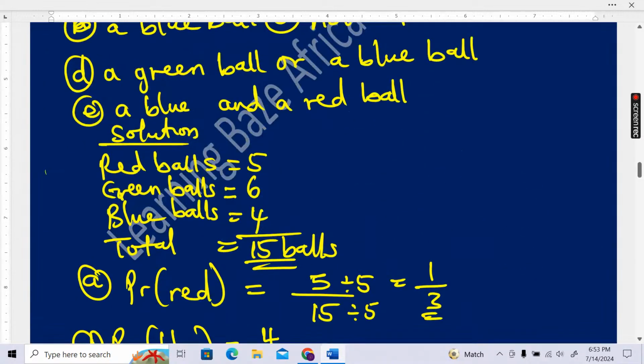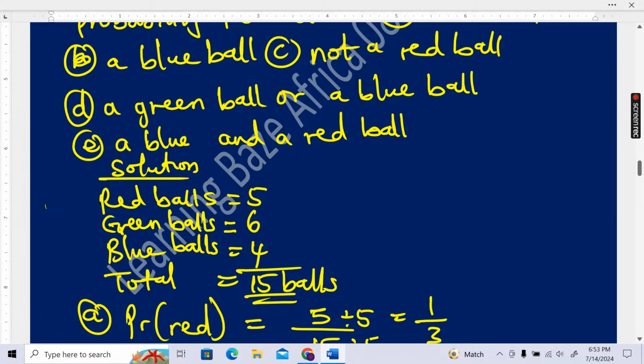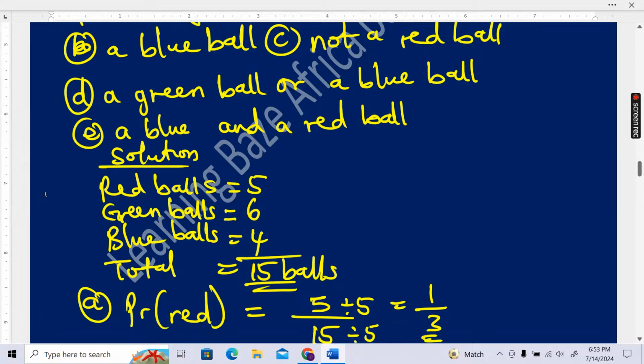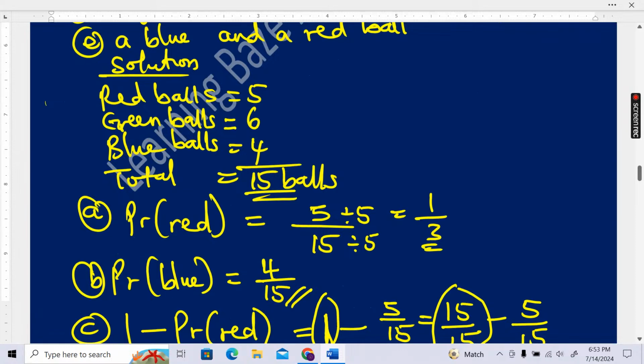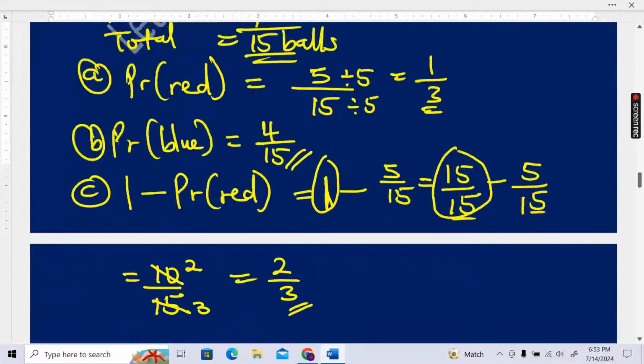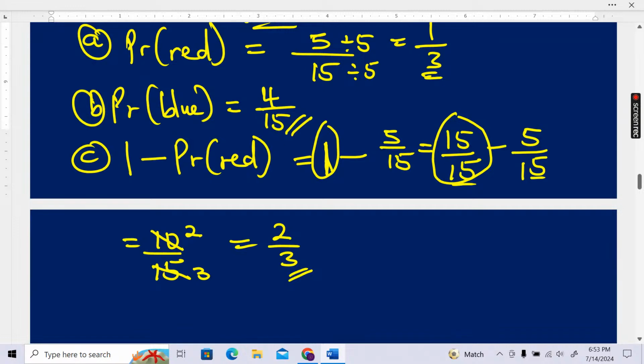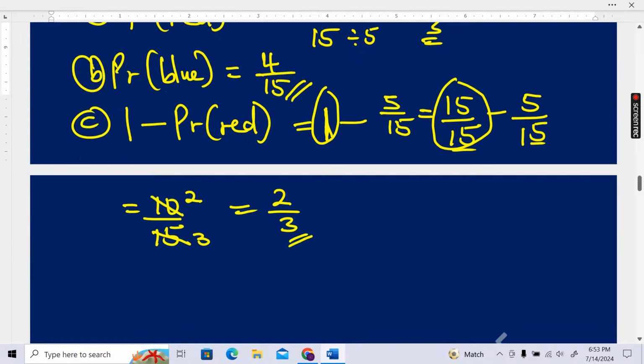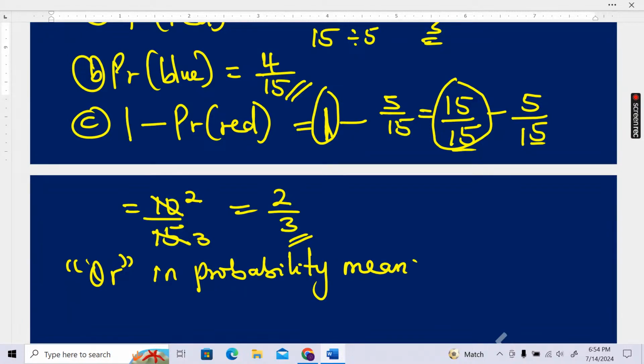Now, the next question says the probability that it is a green ball or a blue ball. Anytime you see the word or, it means addition. Everybody type, or in probability means addition. Type it in the comment section.